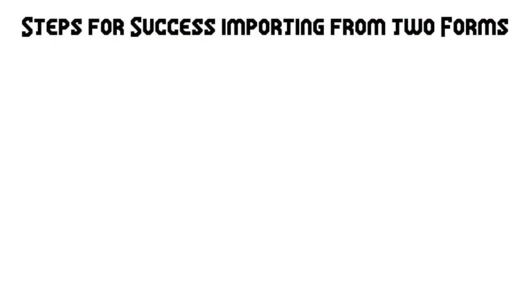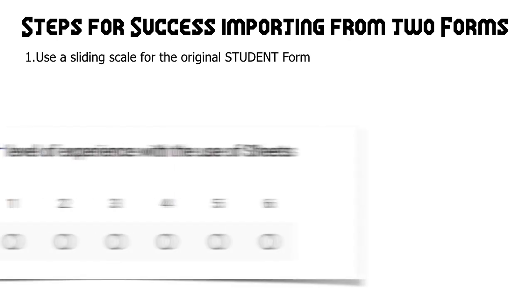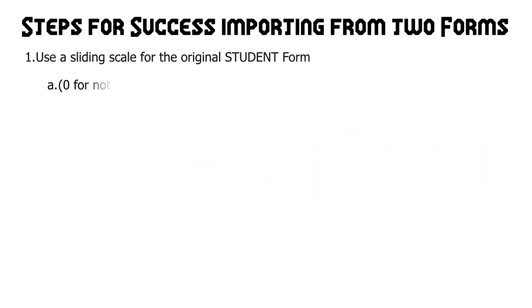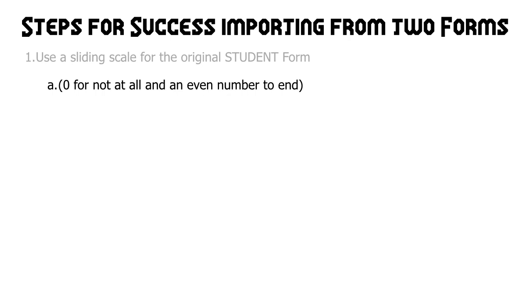Let's take a look at the immediate areas of focus for success. Use a sliding scale for the original student form, 0 for not at all, and an even number to end. I like to use 0 to 6. That way you don't get anyone choosing the very middle. They have to make a stand.